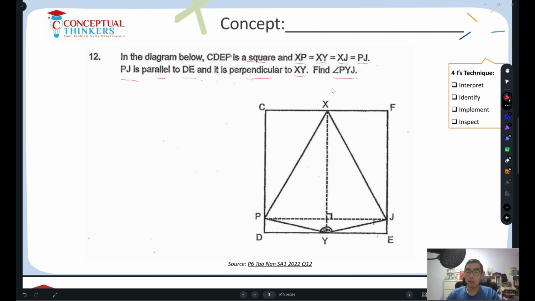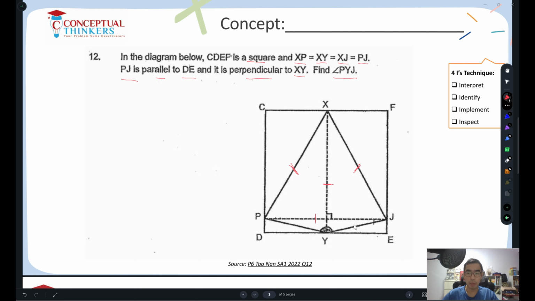So let's put the information into the diagram. We have a square here, CDEF, which means that all the sides will be equal. Now the next thing we know is XP. So XP, this length here, will be equal to XY, the whole length here, will be equal to XJ, will be equal to PJ.